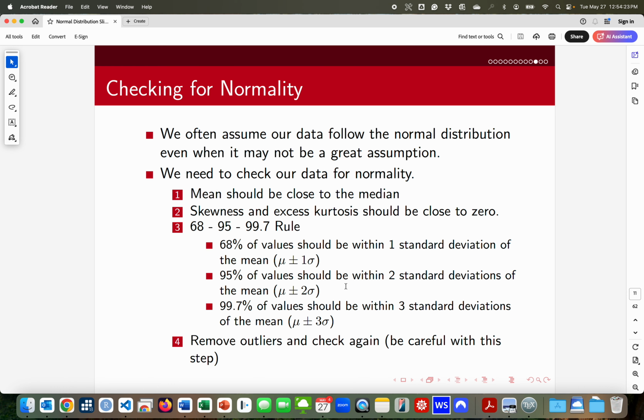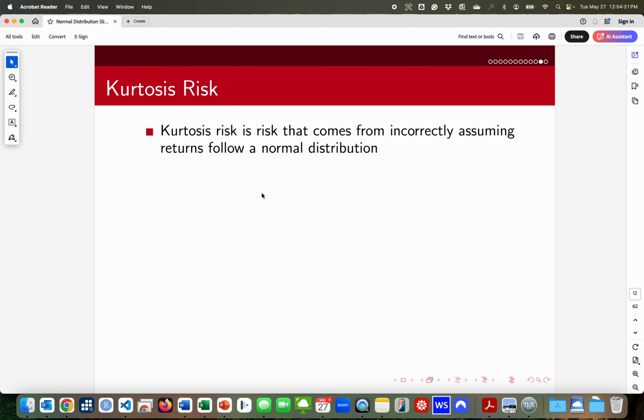If you have small samples, outliers are a big problem. But if your sample size is sufficiently large, it's going to be less sensitive to these outliers. Kurtosis risk, again, kurtosis tells us how thick the tails are. So if you incorrectly assume the normal distribution, you may underestimate how likely extreme values are.